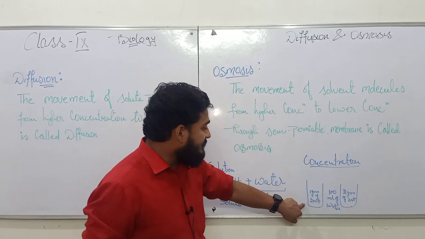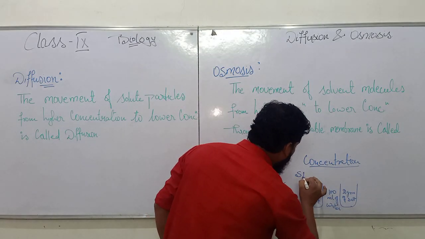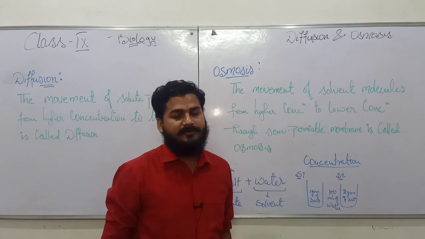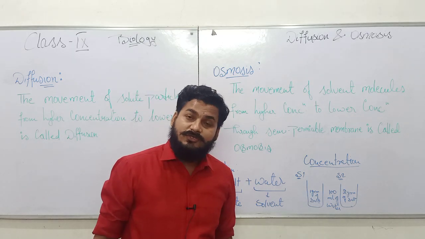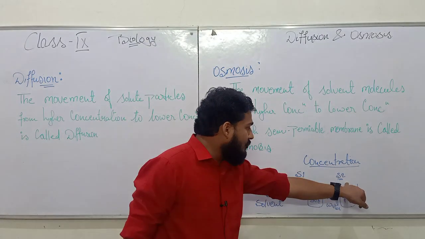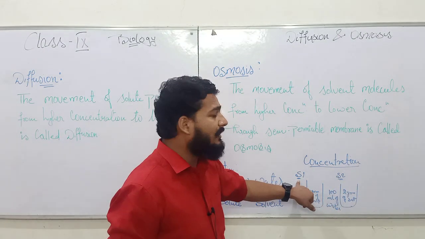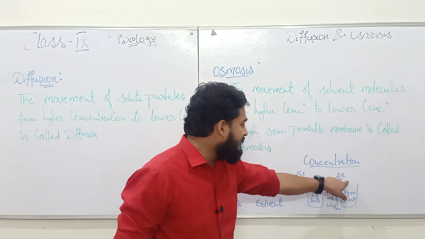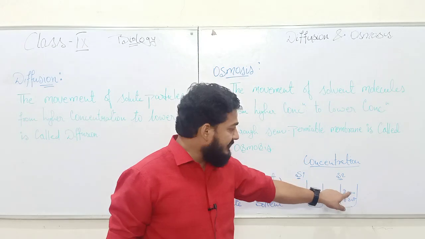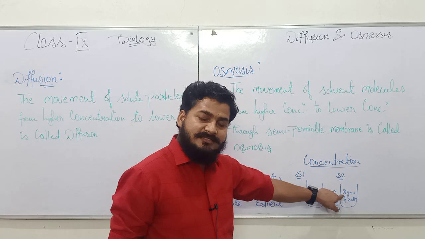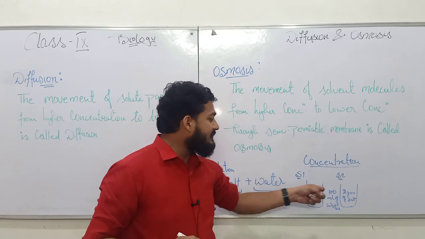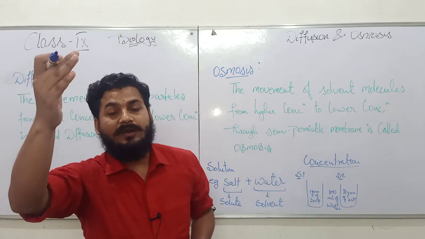So, if we call this sample 1 and this sample 2, then the concentration of sample 1 is 1 gram of salt in 100 ml of water. Sample 2, 2 grams of salt in 100 ml of water. So we can say sample 2 is higher in concentration as compared to sample 1 because the amount of solute in this is higher. That is why we can say that sample 2 is at higher concentration and sample 1 is at lower concentration.